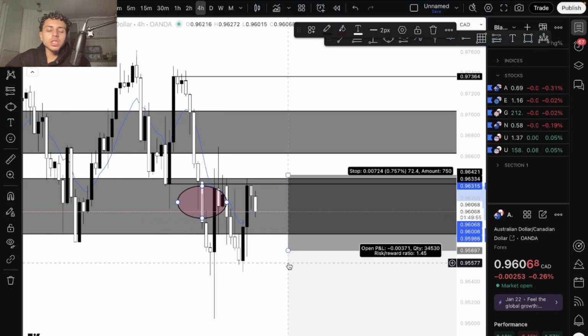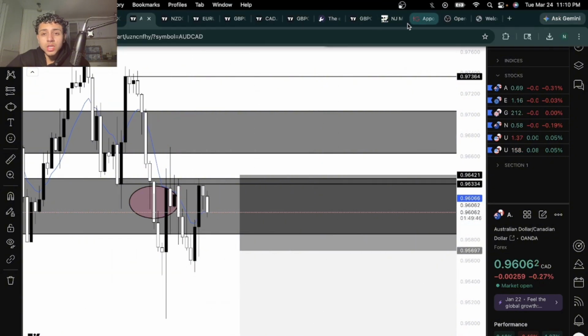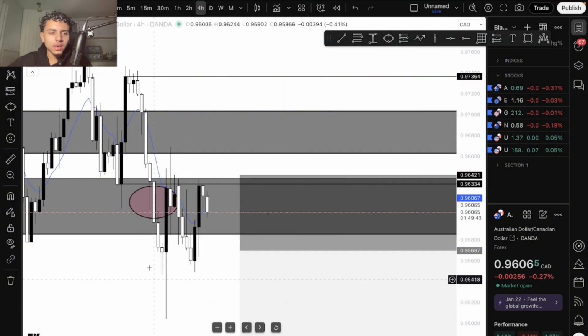So that's why I'm still not getting into this market until this respects this area of interest. If this candlestick doesn't respect this area of interest by 3 a.m. through 9 a.m., I will be waiting for the next day to enter this market.